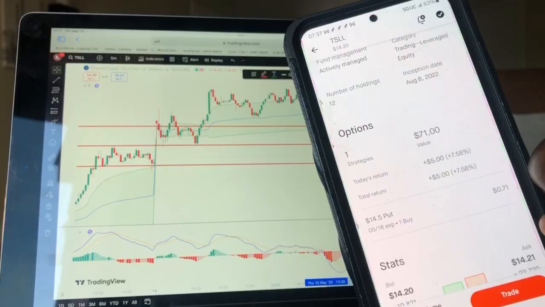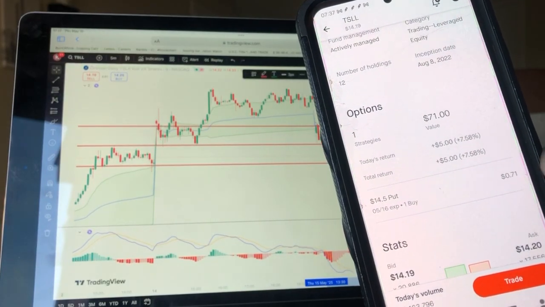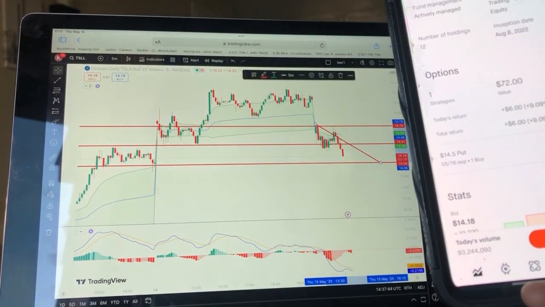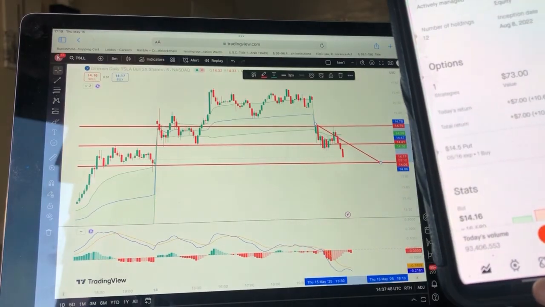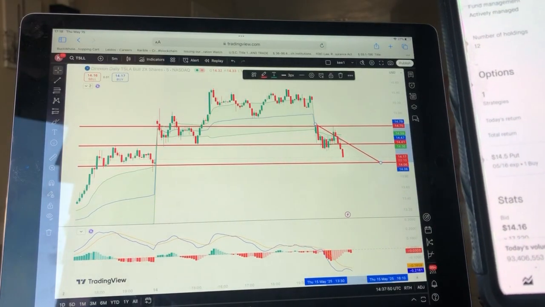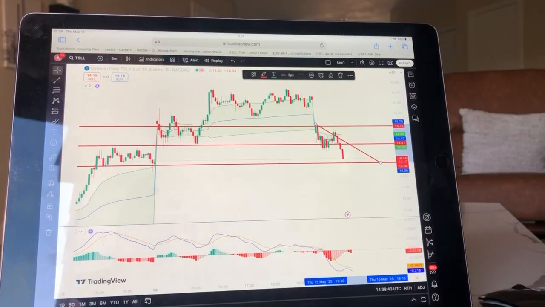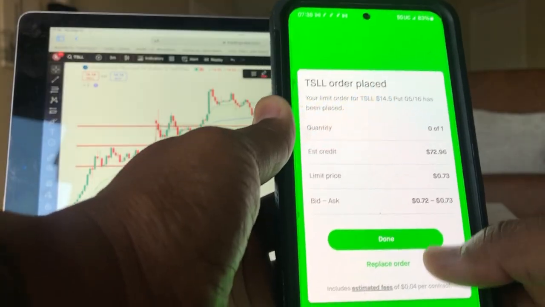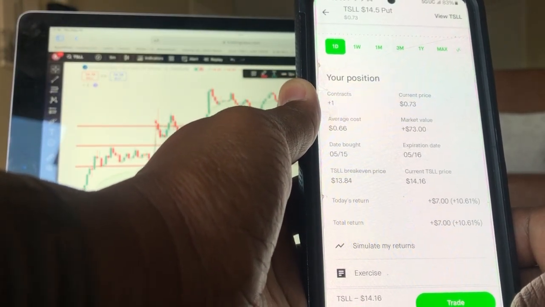Up 5. So when we see green, we get out. So I will be exiting out of this trade. Up 6, up 7. And a lot of people would want to hold, but we're going to go ahead and get out of that trade. Sorry y'all, I'm trying to sell it. And look at that, we are out. We're out of that trade, $7.